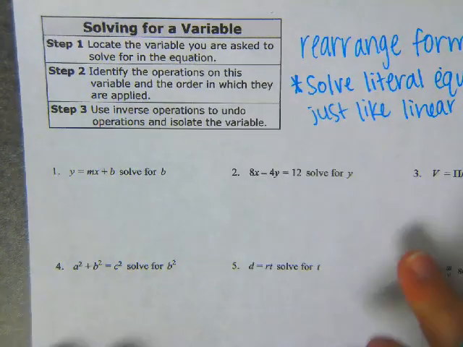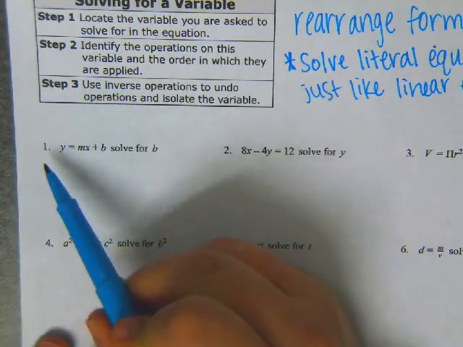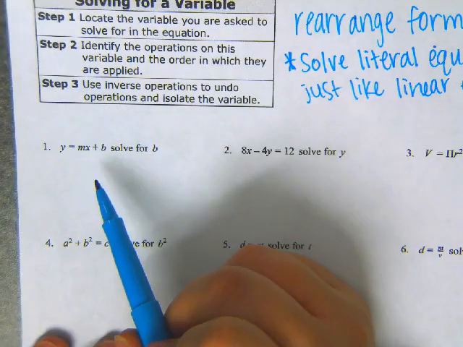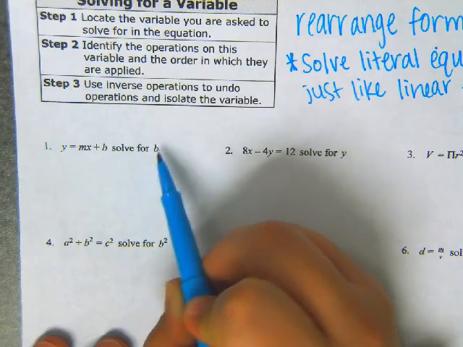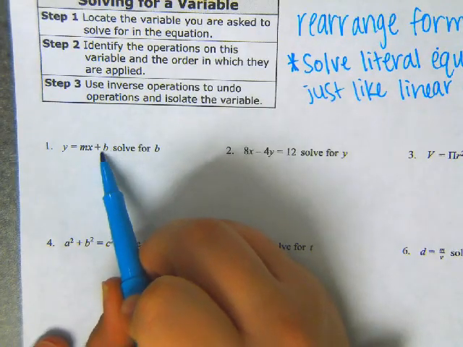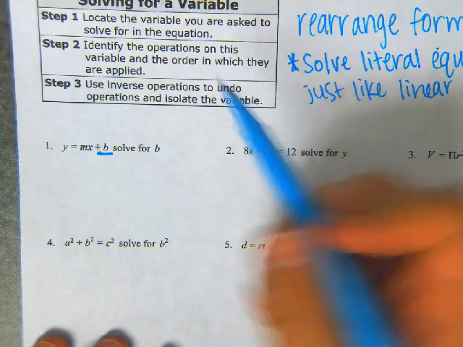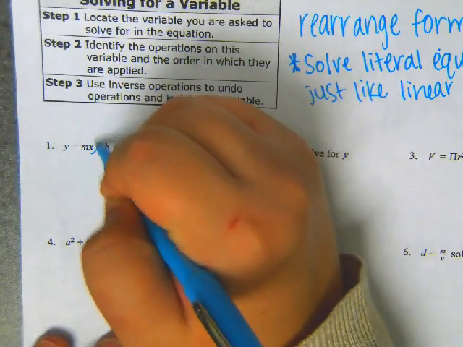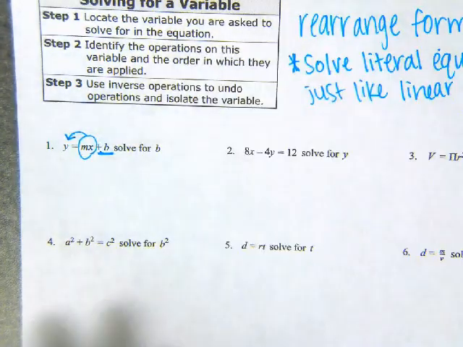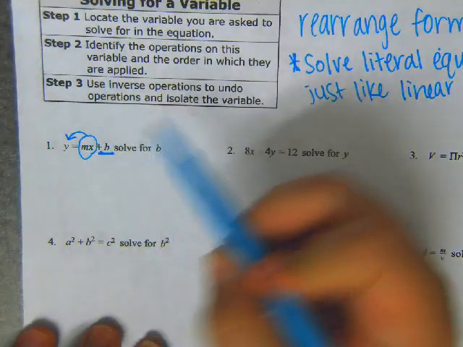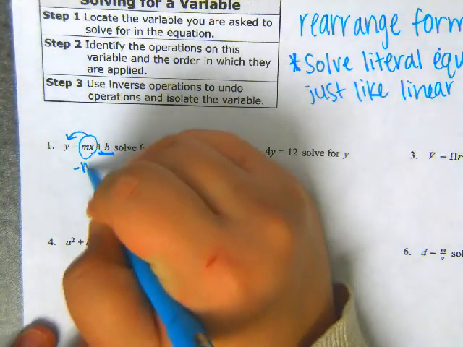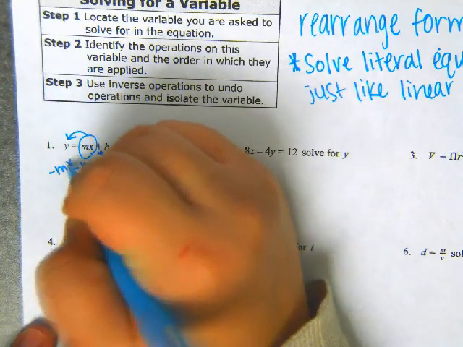If we jump right in, number one has y equals mx plus b, which is our slope-intercept formula. So we have to solve for b. That means if b is what I need to get by itself, I need to take mx and move it to the same side as y. Right now mx and b are added together, so in order to undo that, we can subtract mx from both sides.